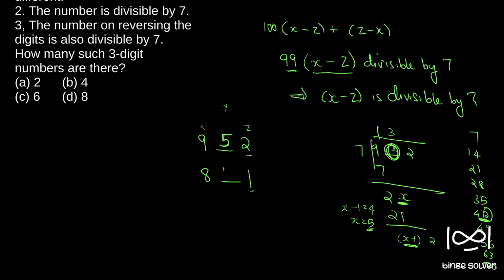So similarly 952, on reversing this becomes 259. Both these numbers will be divisible by 7. If you check, 259 divided by 7 gives 37 and 952 divided by 7 gives 136. So this is also divisible by 7. Similarly, we can find for this number. So if you see, I'll just remove this.